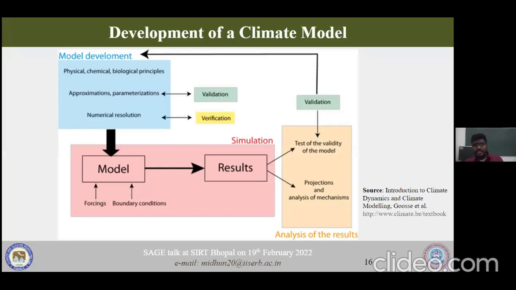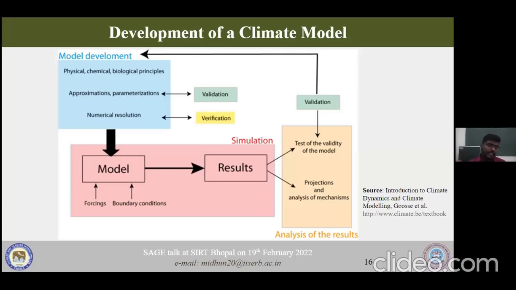Development of a climate model is a very complicated process, right? First, we have to understand the process, like the physical, chemical, and biological principles, which we want to formulate from experiments and observation mostly. Then we have to approximate that in equations, parameterization. Then we make a model and numerically solve it. The model will give some results, and that will go to the validation process, with several validations, several trial and error, and adding more components and experiments, we produce results.